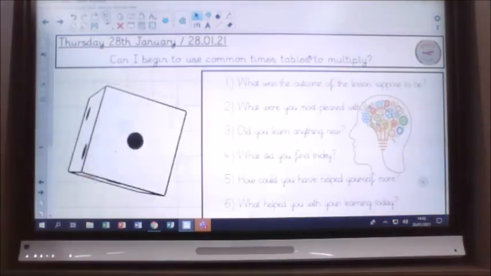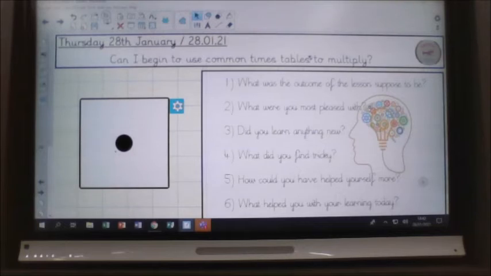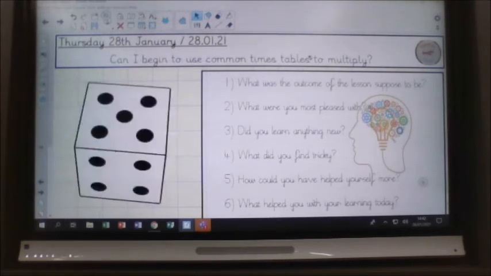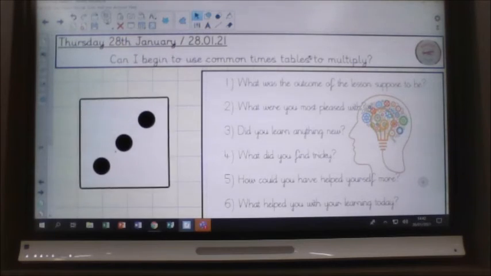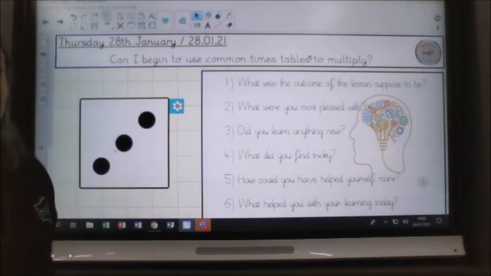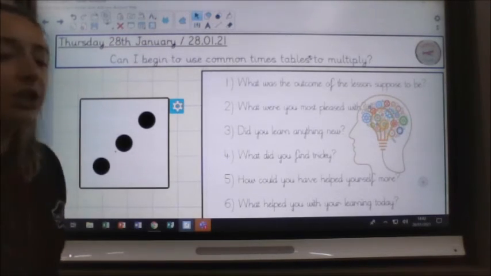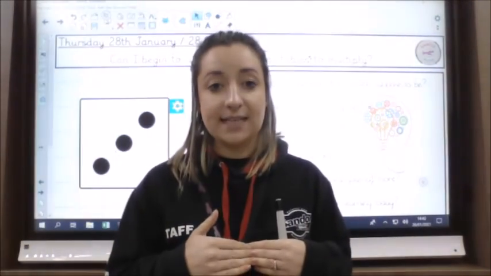Let's see what number we get. Okay, so it's rolling. What number? Oh, we've got the number 1 again. Let's give it another roll because we've had a look at the number 1 already, haven't we? We've got the number 3, so we haven't had that yet, have we? So the number 3 says, did you learn anything new? So have you learned anything new today that you didn't know before the lesson?